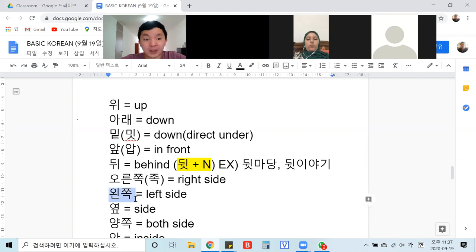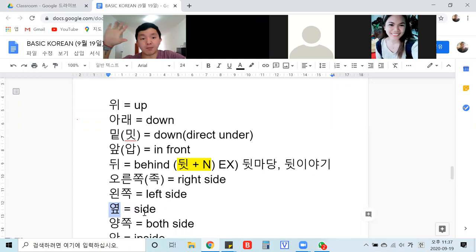Say with me. 옆. 옆. Meaning is side, which means it can be right side, can be left side. Everything. Okay. Continue.